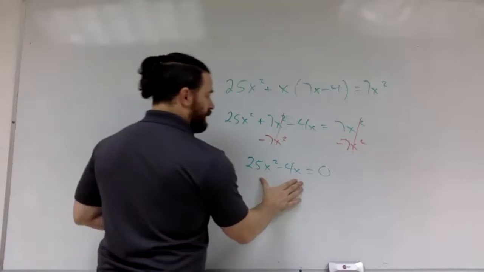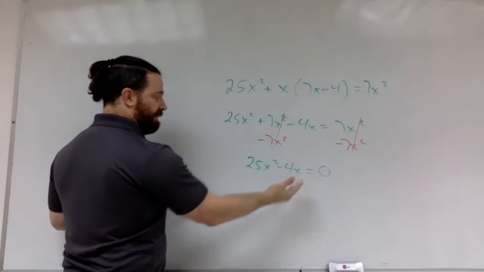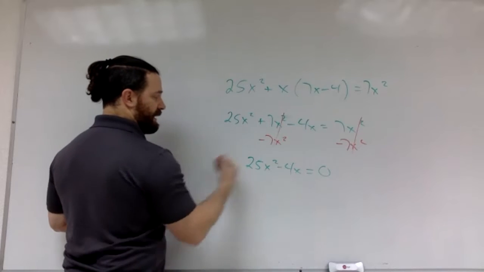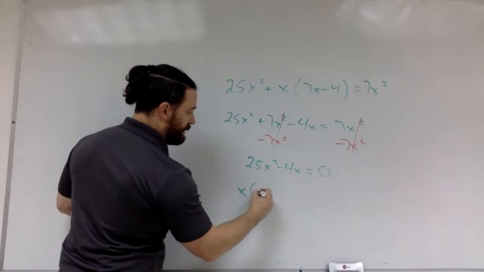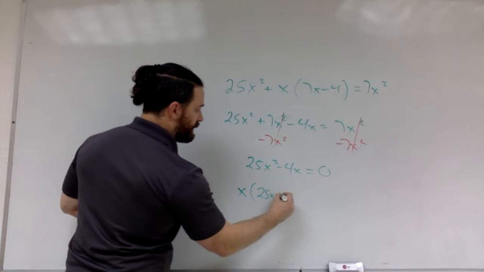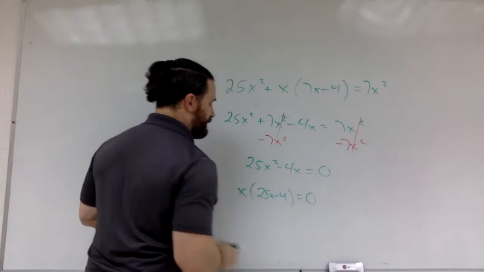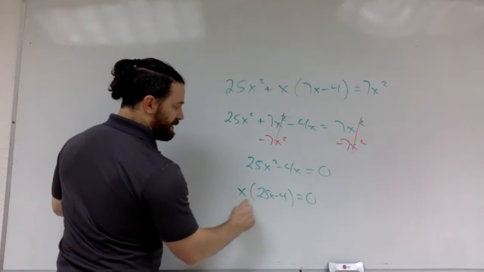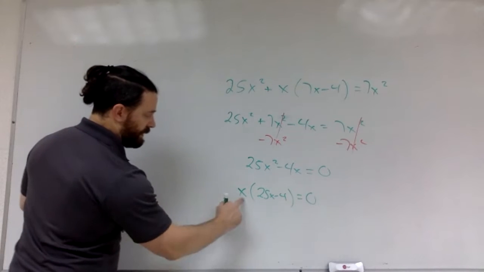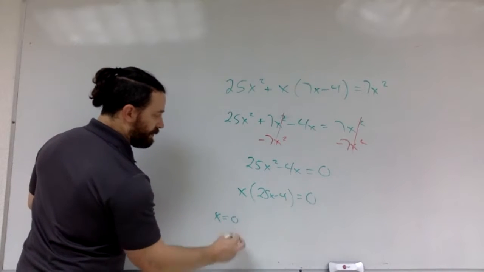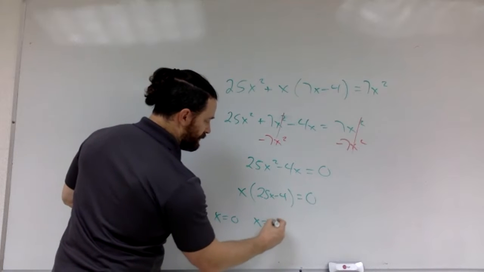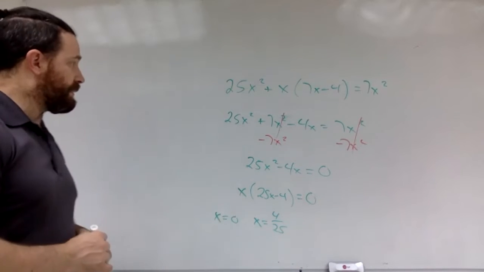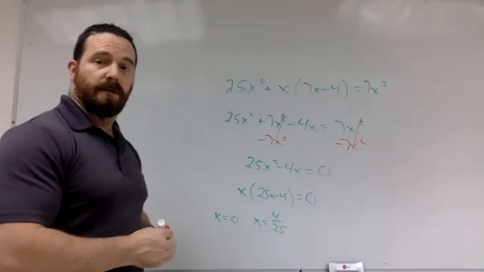Now from here, let's see if we can factor something. Both of these can be divided by an x, so let's take out the x. That makes x times 25x minus 4 equal to 0. From there, I can just set each one of these equal to 0 to solve. This one gives me x equals 0. This one's going to give me x equal to 4/25. And so there are the two solutions to this equation.